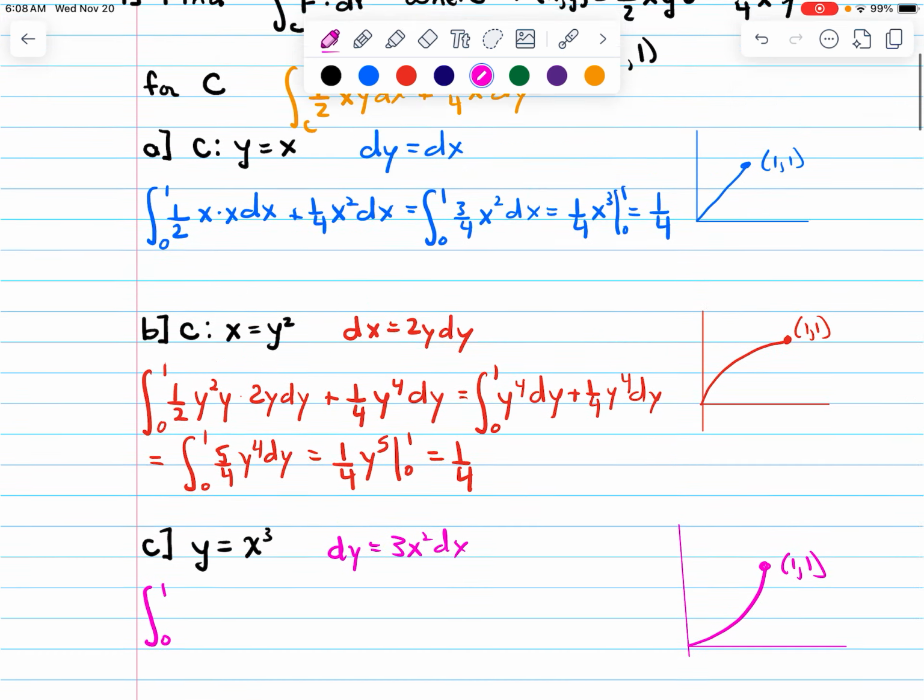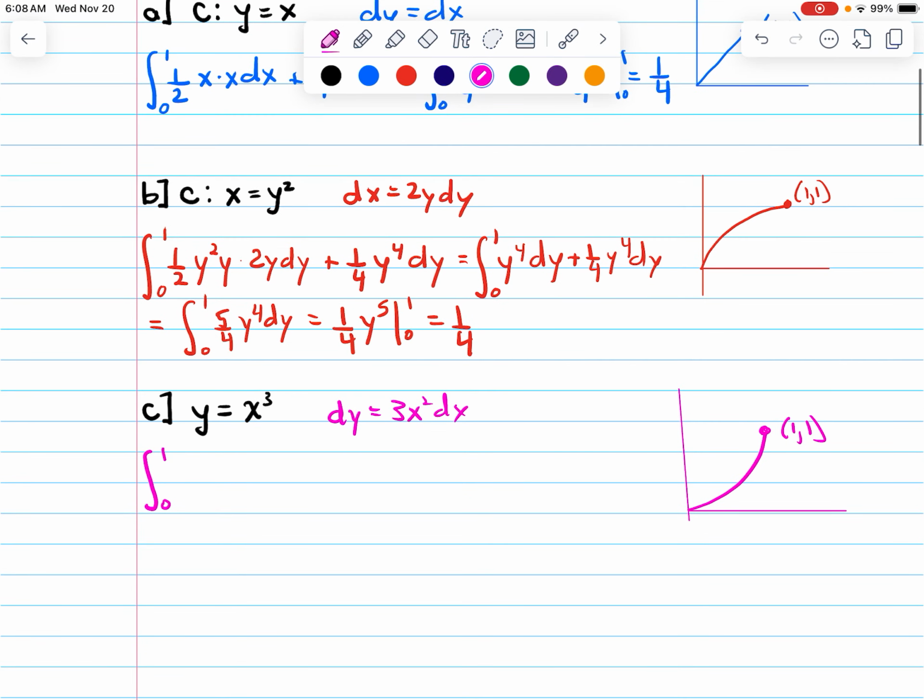So here I go. I've got 1/2 xy. Okay, so here it goes. 1/2 x, and in place of y, I'll put x cubed. And then I've got dx. And then I add that to the 1/4 x squared. And in place of dy, I'll put 3x squared dx. Okay, so let's see what we've got now. We've got the integral from 0 to 1, and we've got 1/2 x to the 4th plus 1/4 times 3, that's 3/4.